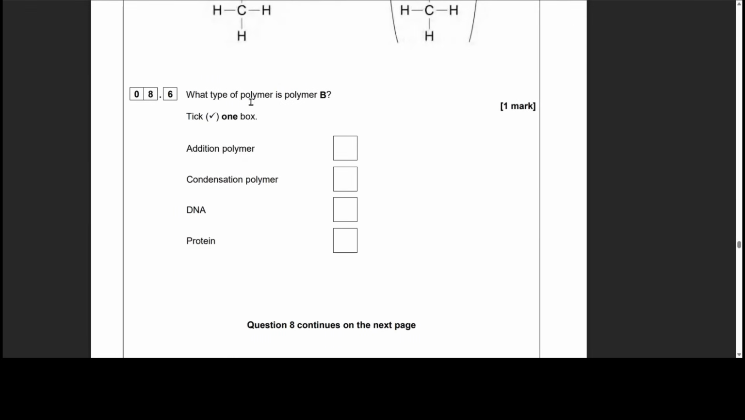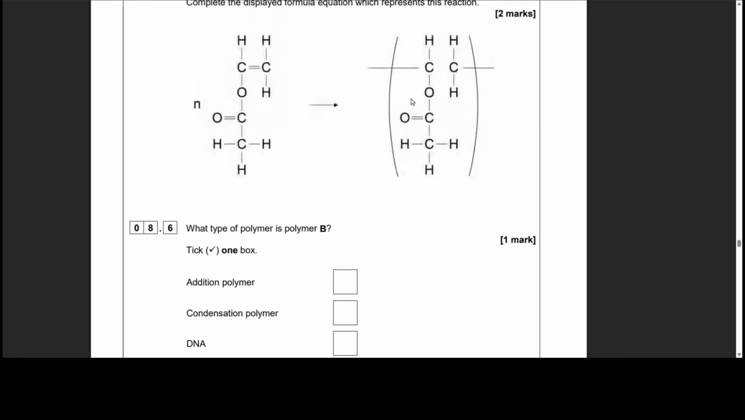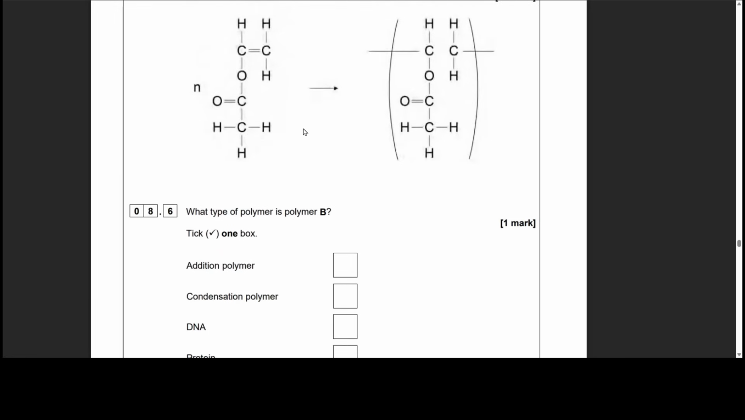What type of polymer is polymer B? Is it an addition polymer, condensation polymer, DNA polymer, or protein? Well, we'll go up and check. This, folks, is an addition polymer. When you get a double bond that goes to a single bond, that is an addition polymer. So I know we might think, oh, it's an ester like polyester. Isn't that a condensation polymer? The actual ester part has not been involved in the polymerization. Okay, so this is a very tricky question, but the answer is it is an addition polymer.